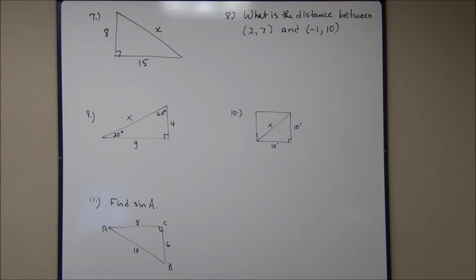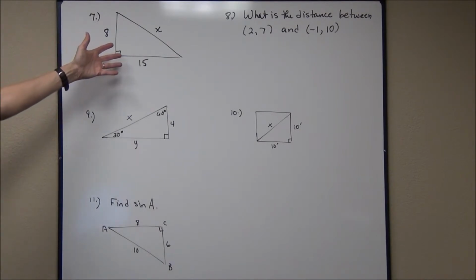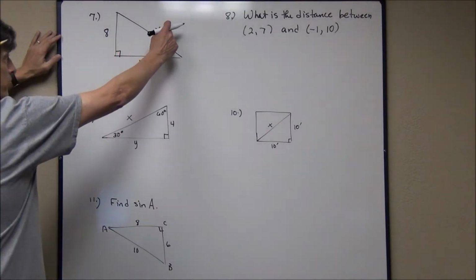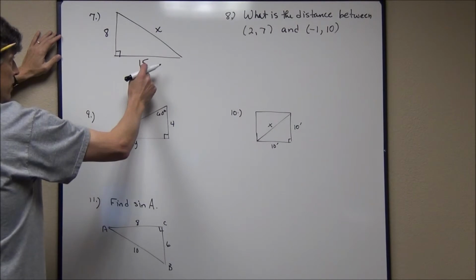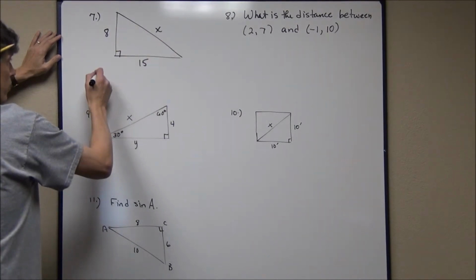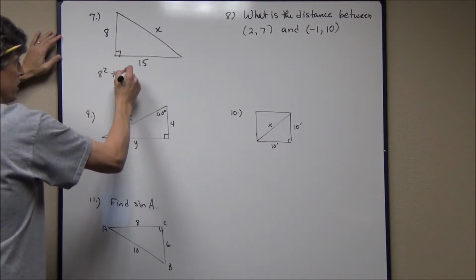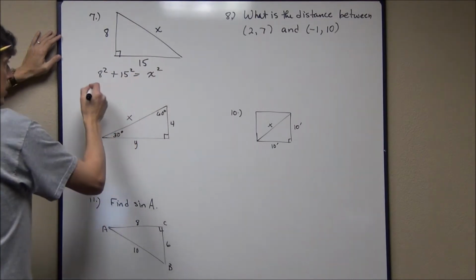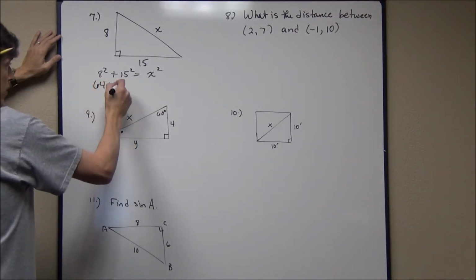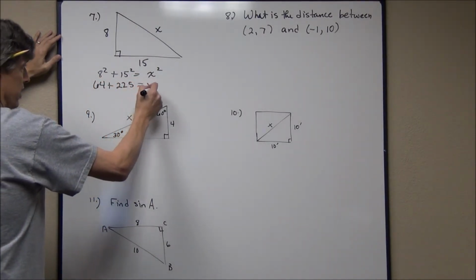Problem number 7, I can't remember if I finished with 6 on the last one or if I finished with 7, so if I wrote 7 twice, I apologize. You have a right triangle and you're finding the length of the hypotenuse. Well, that's the Pythagorean Theorem. So this is the hypotenuse, this is like your C, here's your A and your B, A squared plus B squared equals C squared, or in this case 8 squared plus 15 squared equals X squared. This is 64, this is 225, does that equal X squared?